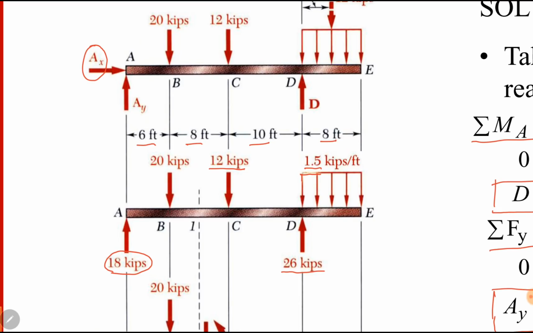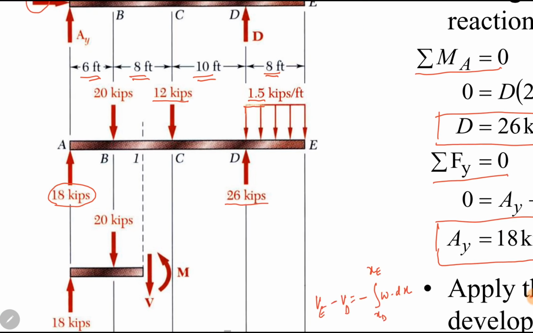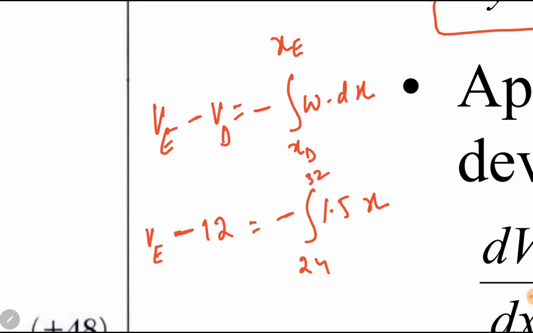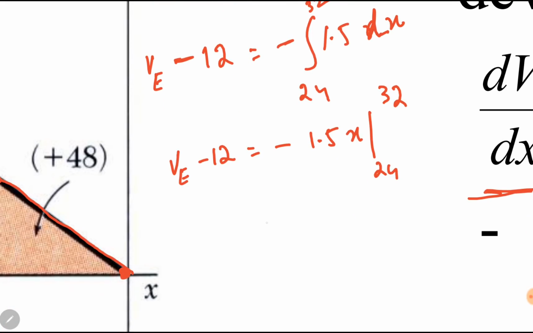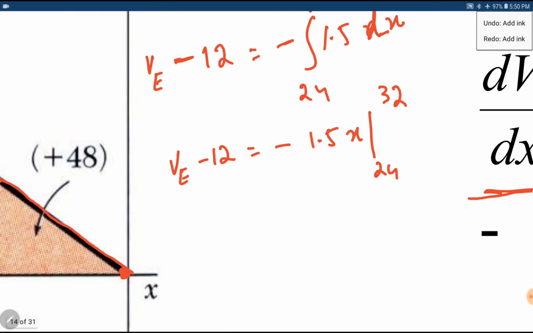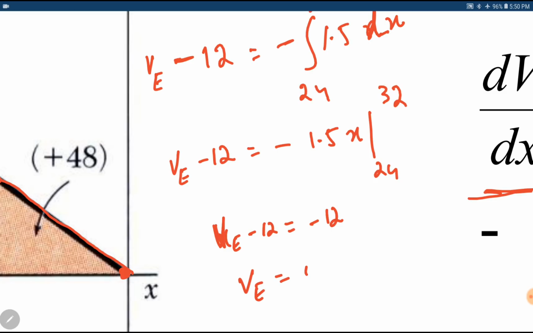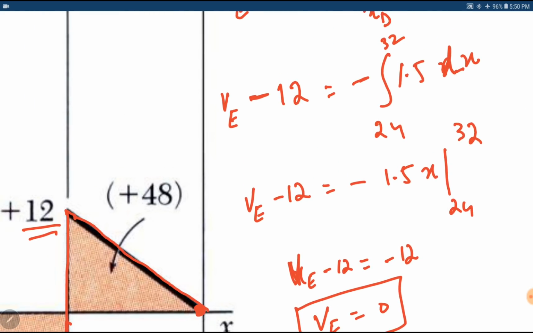And xE is distance of point E from point A from the left end. It is 6 plus 8 plus 10 plus 8. So it becomes 32. So VE minus 12 becomes, sorry, this is 1.5 dx. It becomes 1.5x from 24 to 32. It will become minus 12. So VE minus 12 is equal to minus 12. VE becomes 0. This is how you do it mathematically.